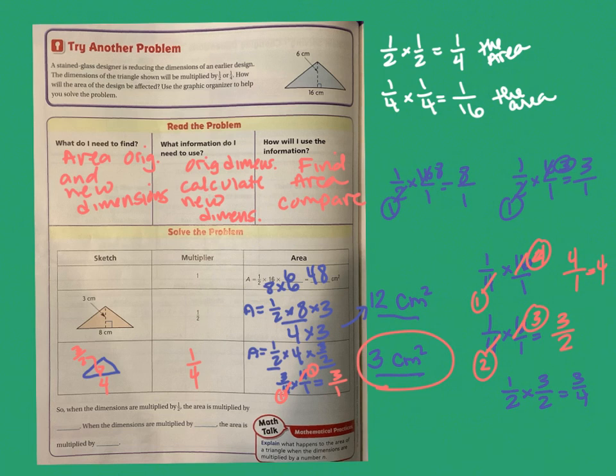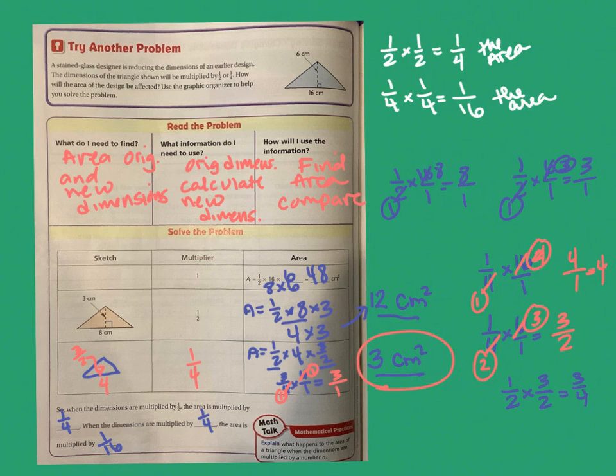And so what we came to as our conclusion is when the dimensions were multiplied by 1/2, we had multiplied by 1/2 and multiplied by 1/2 here too. 1/2 times 1/2 is 1/4. The area is multiplied by 1/4, which is 1/2 times 1/2, right? When the dimensions are multiplied by 1/4, the area is multiplied by 1/16 because 1/4 on this one times 1/4 on this one. 1/4 times 1/4 equals 1/16.